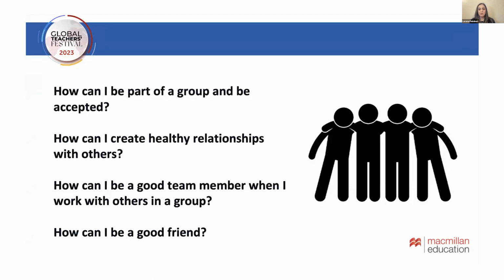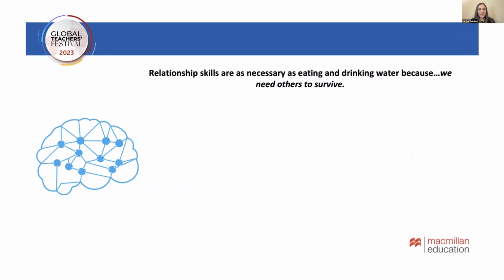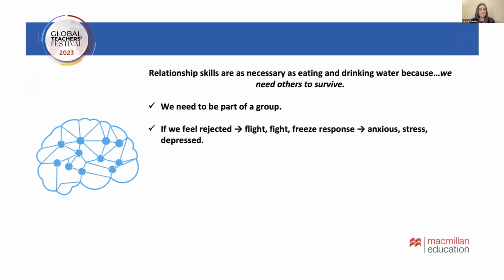Oh my God, this is so important, right? So, so important. So important that look at this fact. Relationship skills are as necessary as eating and drinking water because we need others to survive. Yes? We need to be part of a group, yes or yes? Yes. And as I was telling you, if we feel rejected, we activate the flight, fight, or freeze response, and we would develop these feelings of anxiousness, stress, and depression because our permanence in the group is in jeopardy. What is going to happen if they kick me out of the group? If I do not belong to a community, I can die.